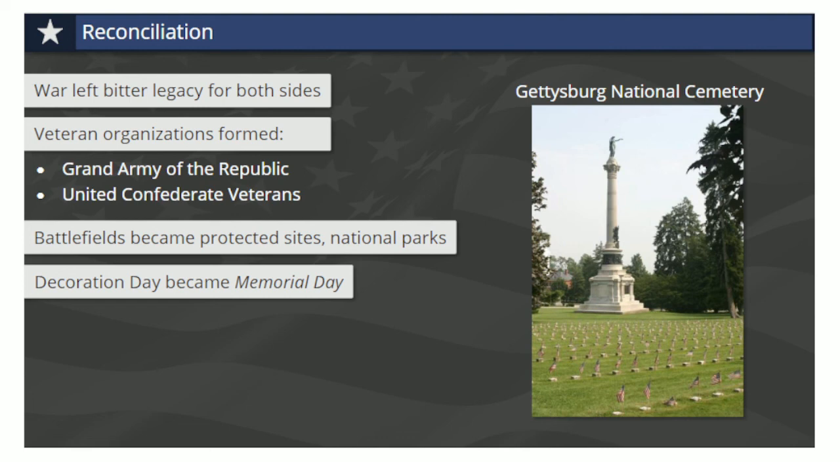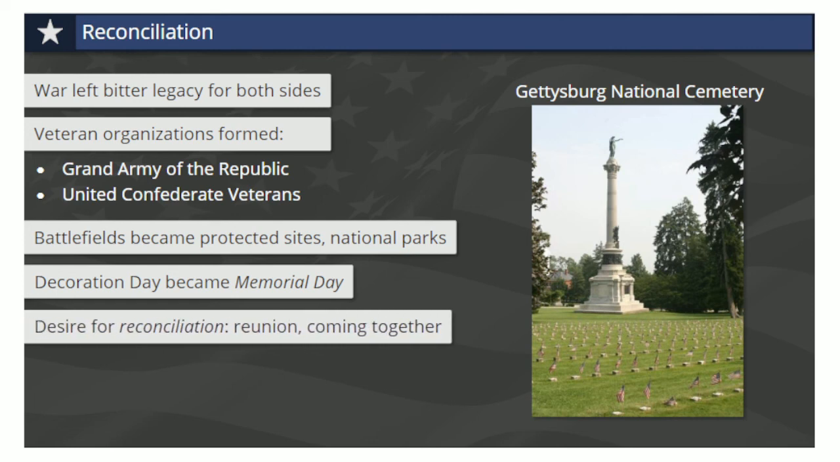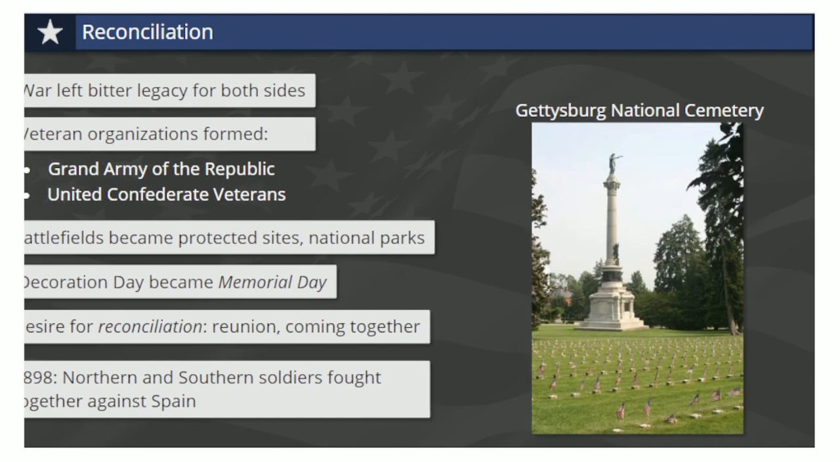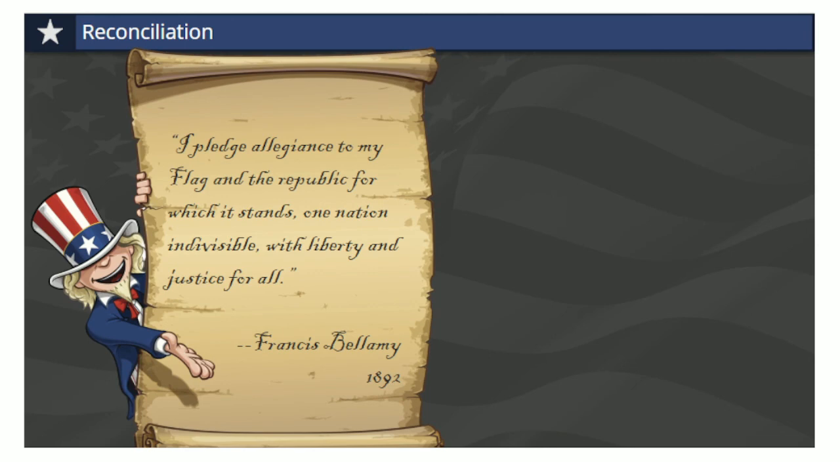As years turned to decades, bitterness yielded to a desire for reconciliation, the reunion and coming together of old enemies. In 1898, soldiers from the North and South fought together on the same side in America's war with Spain. Some older soldiers were veterans of the last war and may have faced each other as enemies more than 30 years before.